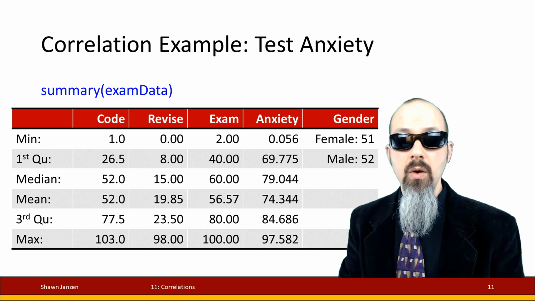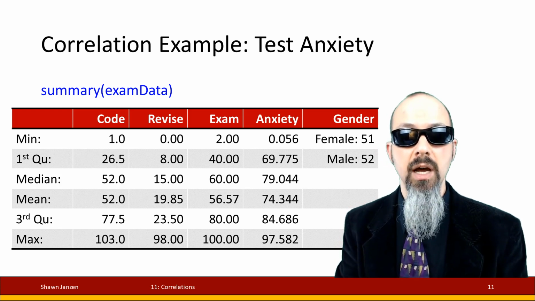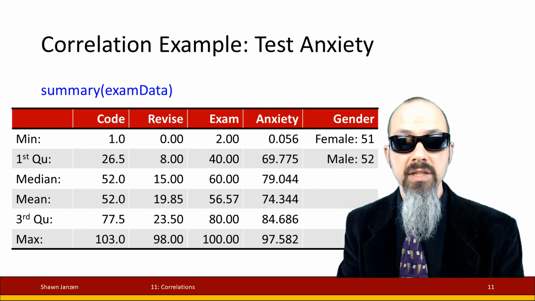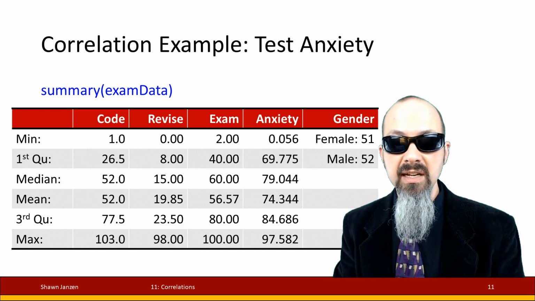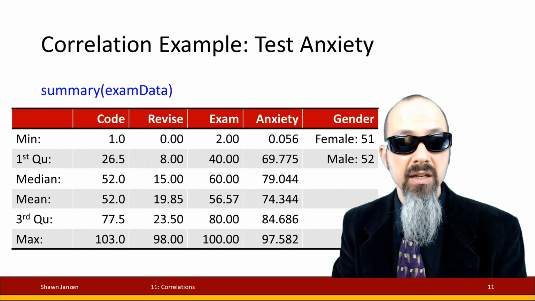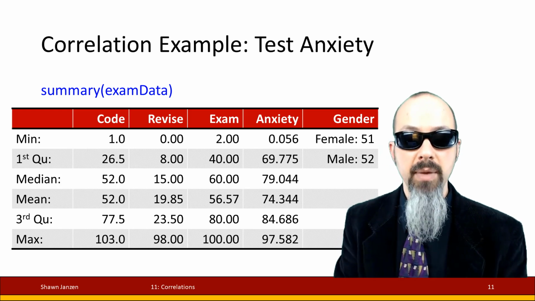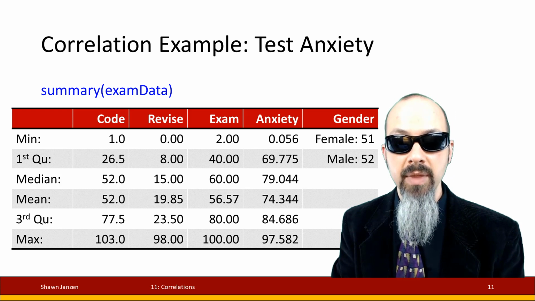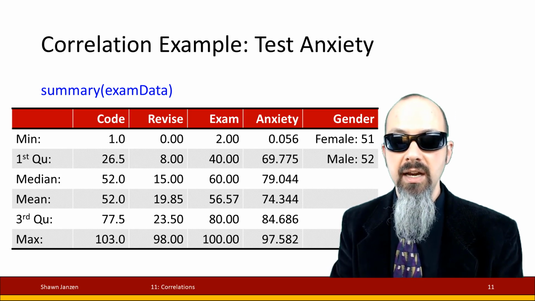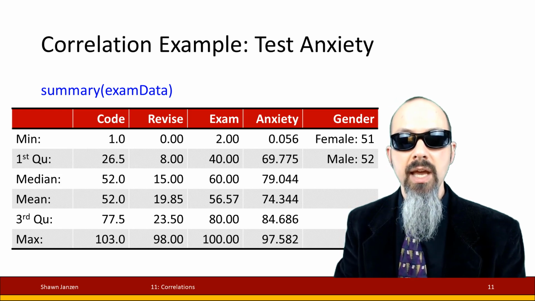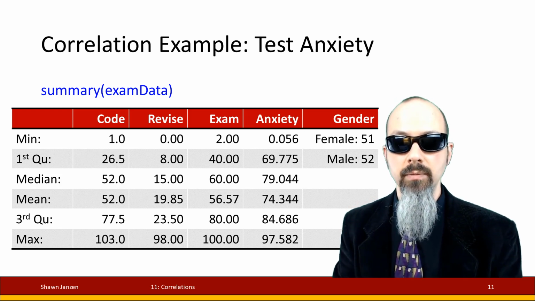Exam also has a wide spread, from about 2% to 100%, 100% being a perfect score on their test, with an average of about 56 and a median at 60, so moderate performance there. And anxiety goes from about 0.05 all the way up to about 97.58. So a wide range there, with a median of 79 and a mean of 74. So again, pretty high anxiety overall.